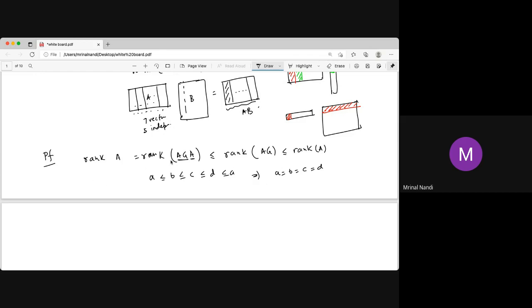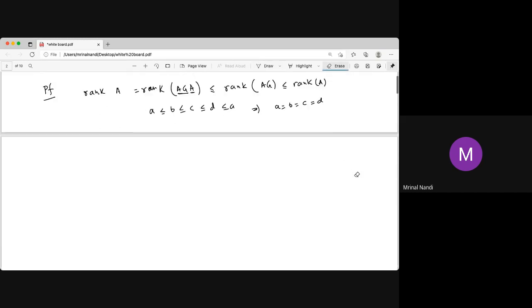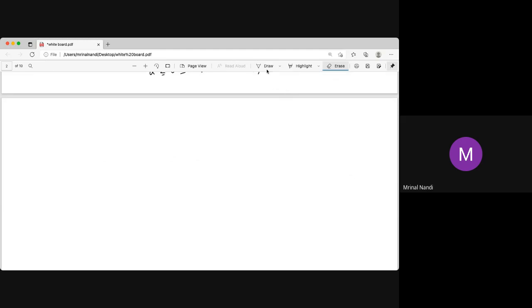Similarly, the rank of A is equal to the rank of AGA, and that is less than or equal to the rank of GA, because AGA is A into GA. The rank of GA is again less than or equal to the rank of A. So the rank of A equals the rank of GA. Similarly we can prove it. So it is easy, and it's a very important theorem.